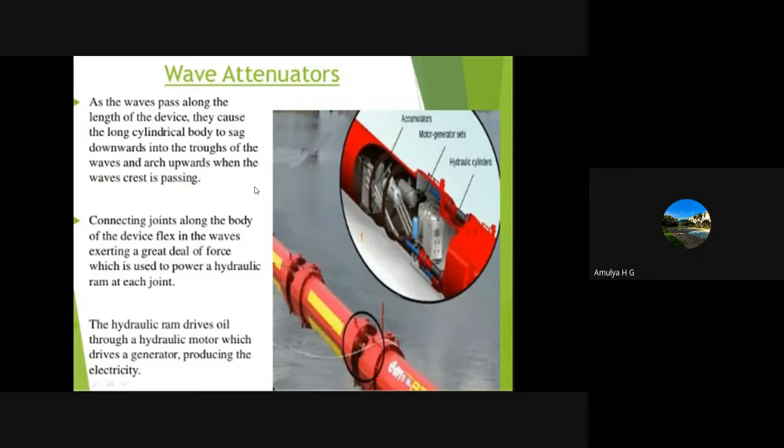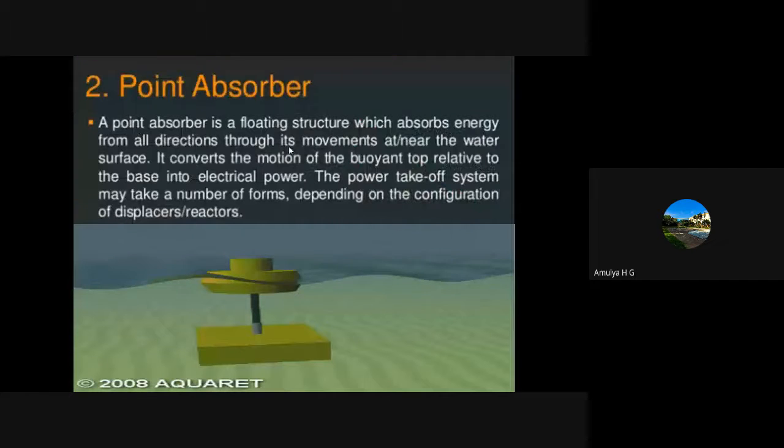Next, moving on to one more device, that is the point absorber, or it is also called the power buoy. This is also one type of floating device, an offshore device. This device will absorb the energy from all directions through its movement at or near the water surface. This motion can be converted into electrical energy. So this is how the power buoys are operating.